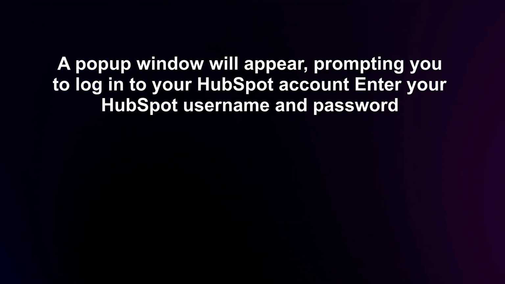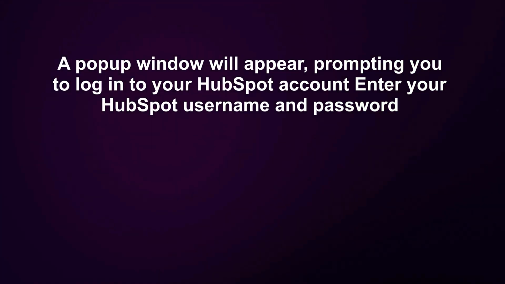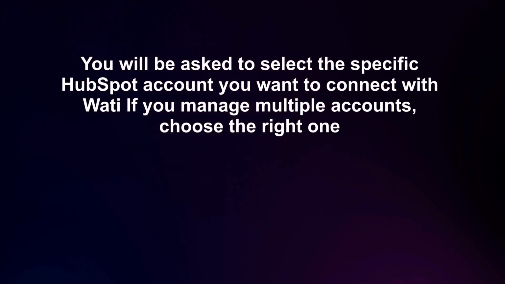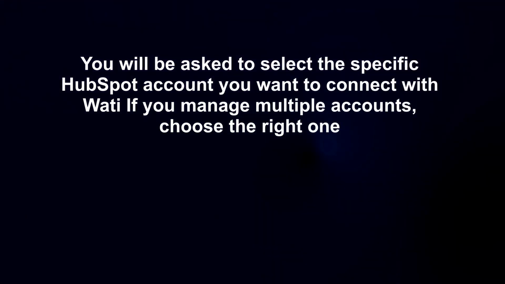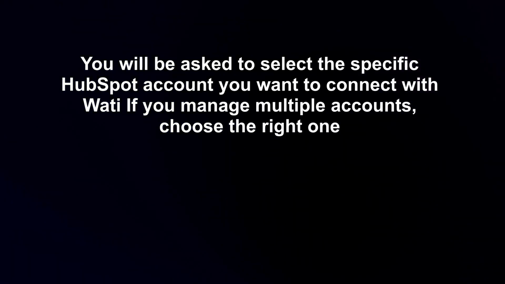A pop-up window will appear, prompting you to log into your HubSpot account. Enter your HubSpot username and password. You will be asked to select the specific HubSpot account you want to connect with Wati. If you manage multiple accounts, choose the right one.